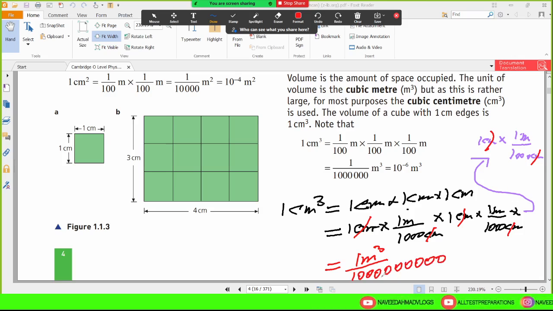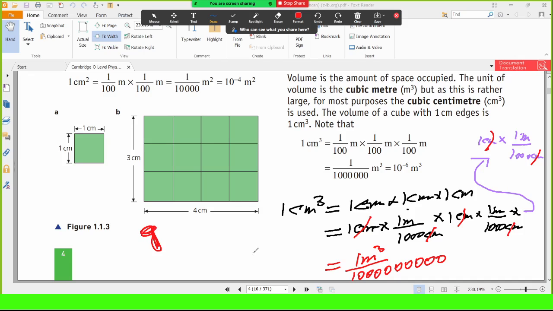No, this is actually more than 1 million. 1 million has 6 zeros, and this has 9. So 10 to the power of 9. 10 to the power of 9 is equal to prefix giga. Good, giga. This is 9, so giga.